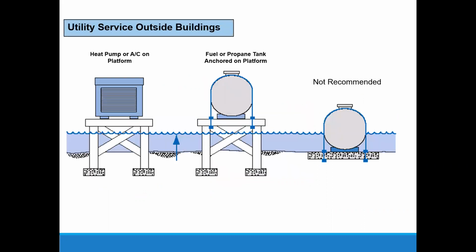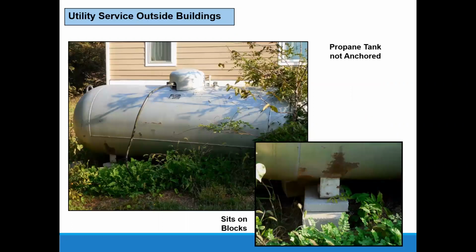And then we looked at a couple of examples of utility services that are outside the building being elevated on platforms. Typically we're looking at heat pumps and AC units, which are probably the most common, but also fuel or propane tanks. And sometimes they are left on the ground, which is definitely not preferable. Especially for residential structures, we'd like to see them elevated at the very least, because some things can happen.